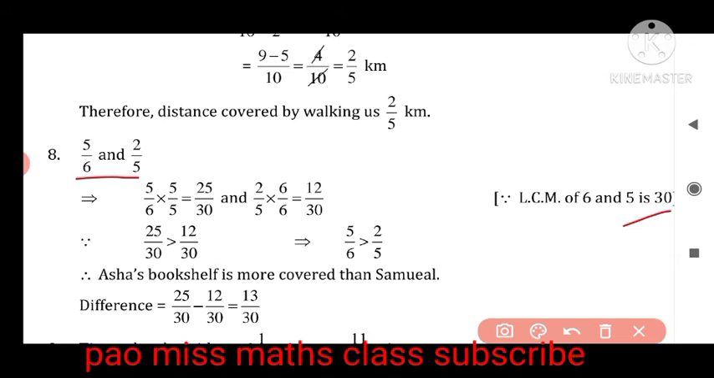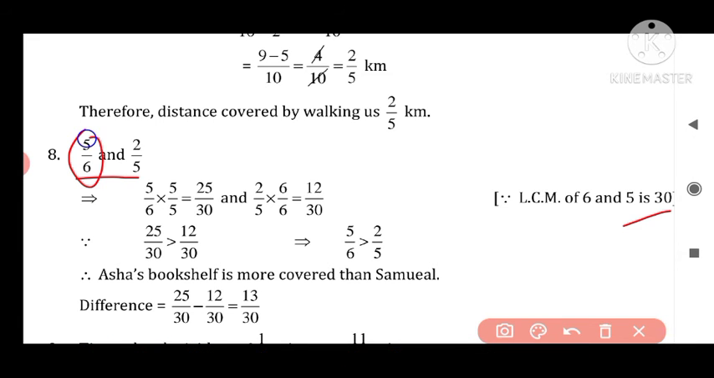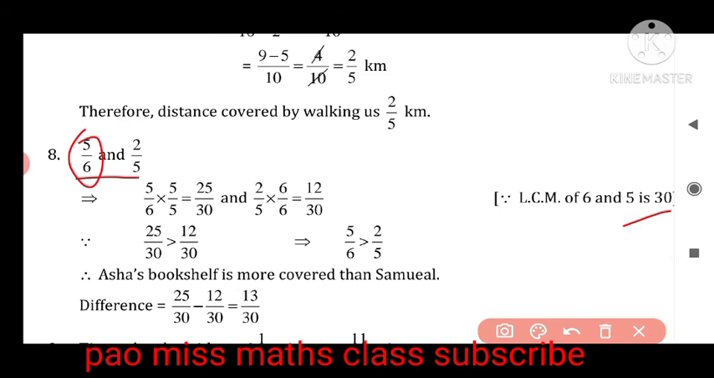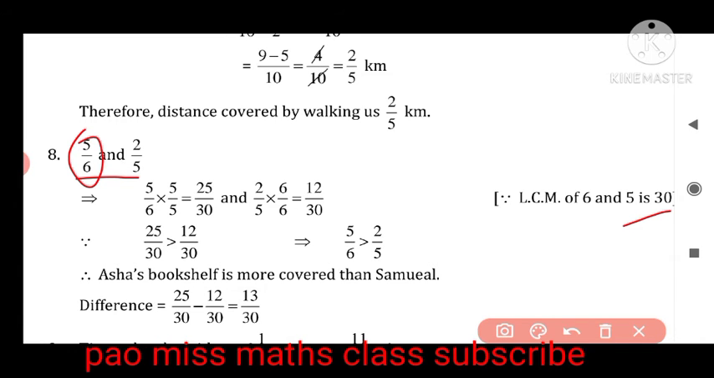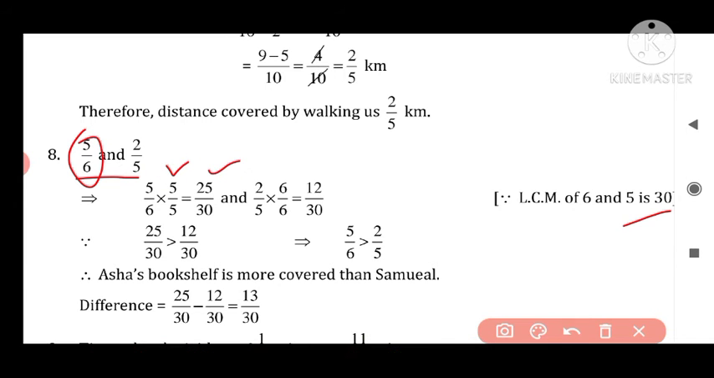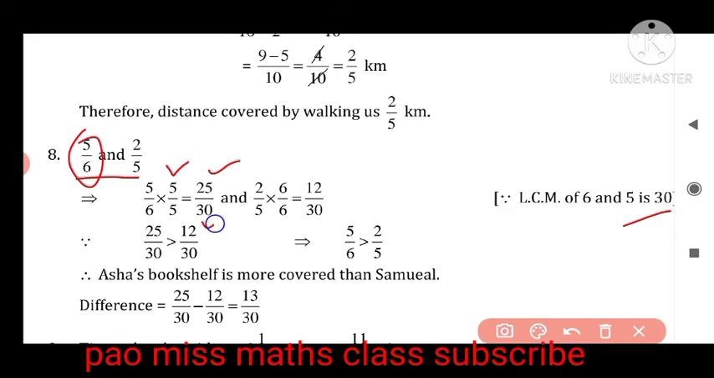Now what will you do? You will convert 5 upon 6 to the LCM number. You will multiply 6 with what? 5. If you multiply 6 with 5, it will become 30, isn't it? So with the numerator also you will multiply with 5. So 5 into 5 is 25 and 6 into 5 is 30.